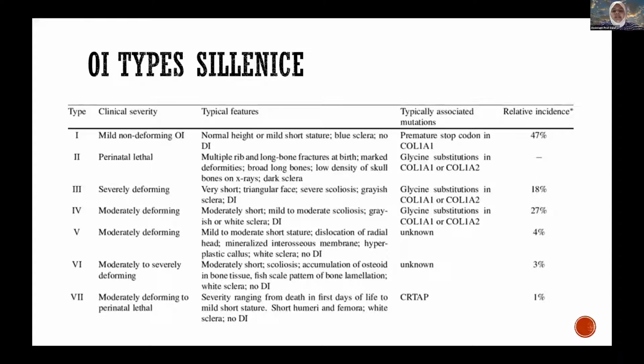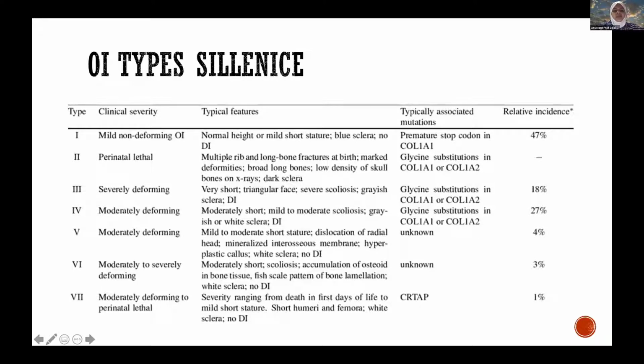We know that Sillence has given us four types of osteogenesis imperfecta, but it has been modified into 7, where the highlight of the first type is being almost of normal height with blue sclera but a low number of fractures. Type 2 is the lethal type, where they almost die within the first year of life. That's the longest a patient has been reported. Type 3 is the severely deforming, which is the usual case who need our attention for surgery.